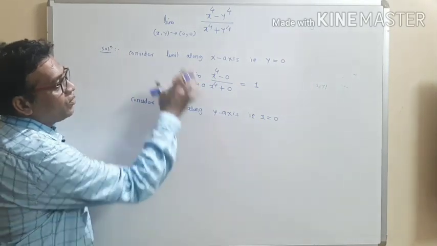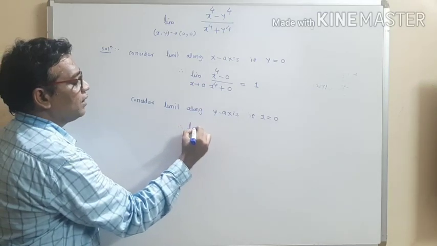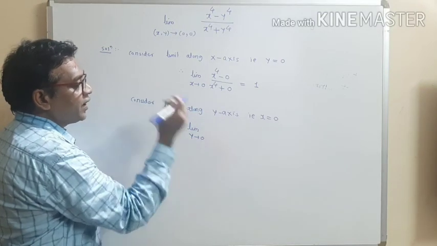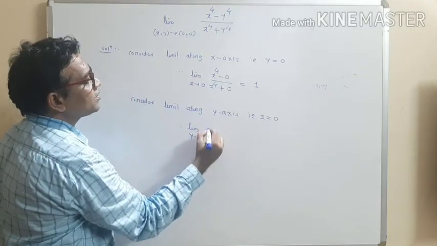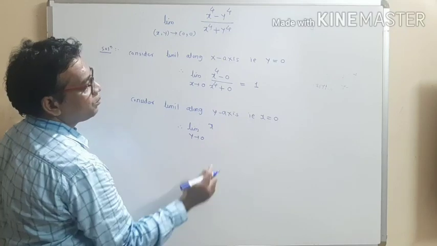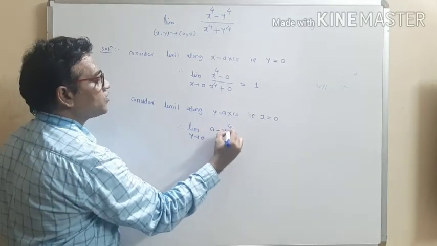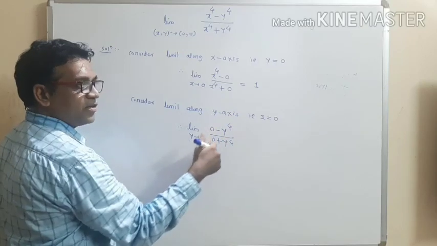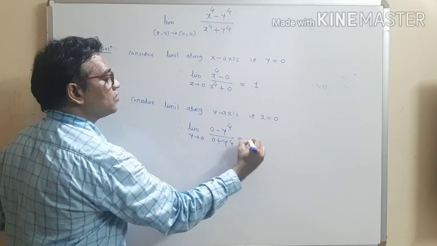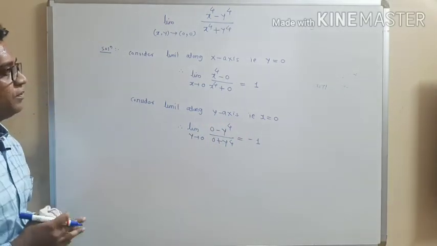So now put x equal to 0 in the given function. So we get limit y tends to 0. Now put y equal to 0. This is x raised to, put x equal to 0, so this is 0 minus y raised to 4 divided by 0 plus y raised to 4. So y raised to 4 gets cancelled. So this is equal to -1. So again, what is our observation?